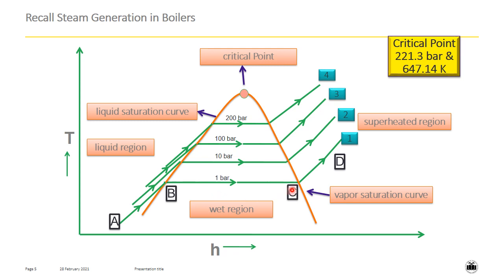Now let us carry out the same process at some higher pressure, say 10 bar. This will be indicated by process number 2. Observe that at higher pressures latent heat requirements are reduced. Let us carry out this process of steam generation at 100 bar. Again latent heat will reduce. The process is represented by number 3. This continues till the critical point.